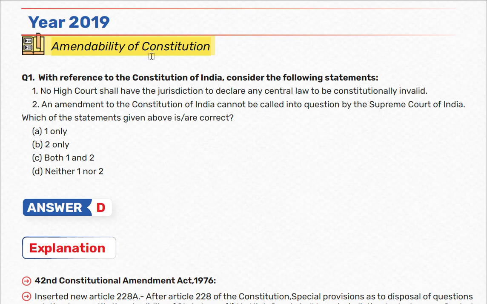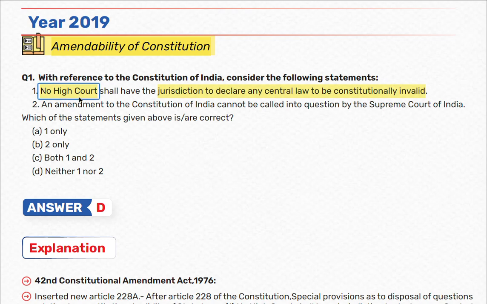With reference to the Constitution of India, consider the following statements. No high court shall have jurisdiction to declare any central law to be constitutionally invalid. This is incorrect. Why? Because both the Supreme Court and High Court are courts of record, and they have the authority to decide whether a law is violating the provisions of the Constitution or not. They can declare any law to be constitutionally invalid.